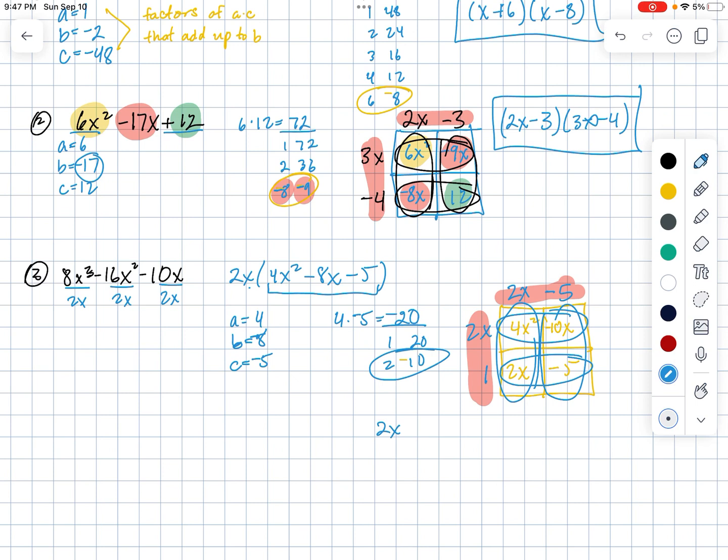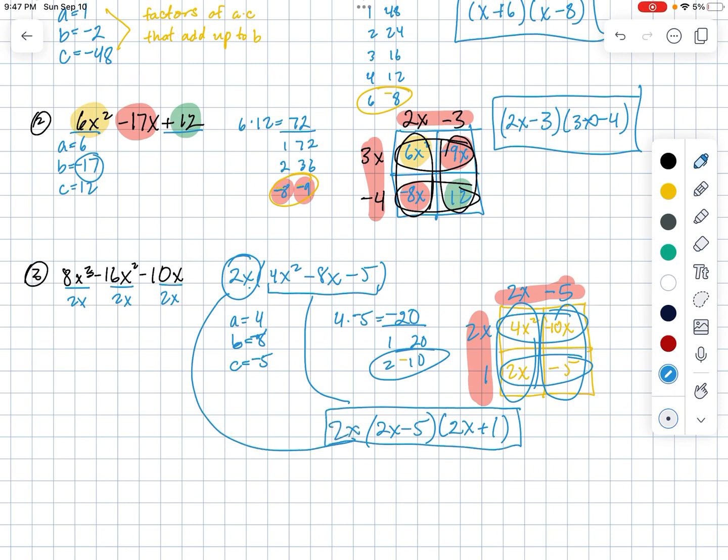So we can just write the 2x minus 5 and the 2x plus 1, but don't forget that that was only factoring the inside, so we still have that outside factor that we have to account for, and now we are fully factored.